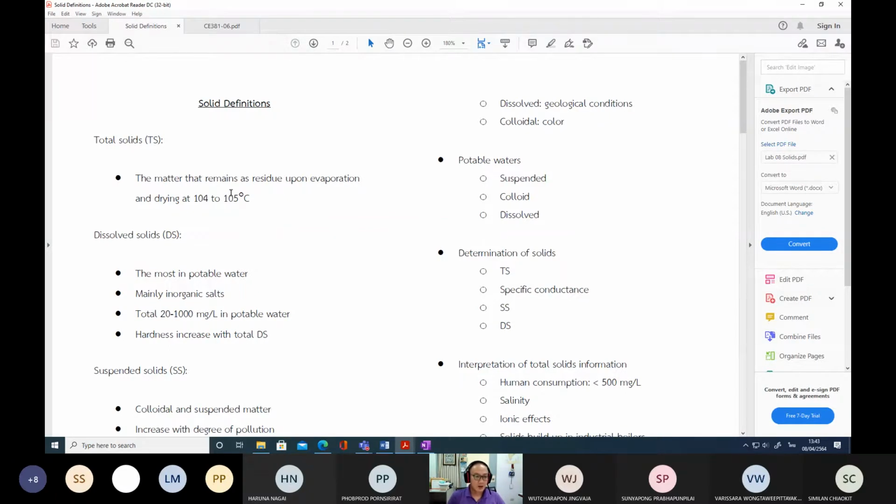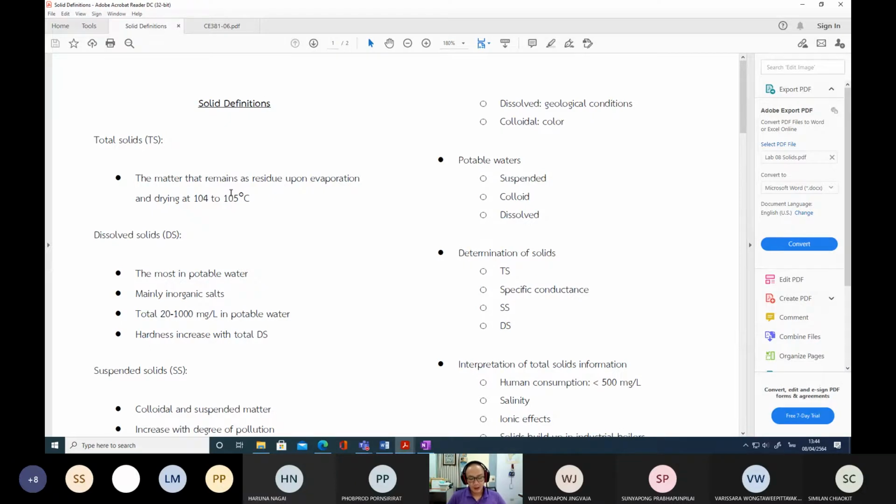And another one is the dissolved solids. Dissolved solids are the solids which completely dissolve in water, so we cannot view them with our naked eyes. Because it's completely dissolved, like when you put salt, sodium chloride, into the water, you will not be able to find any particulate matter of salt in water. So sodium and chloride are completely dissolved. This kind of solids we normally call dissolved solids.